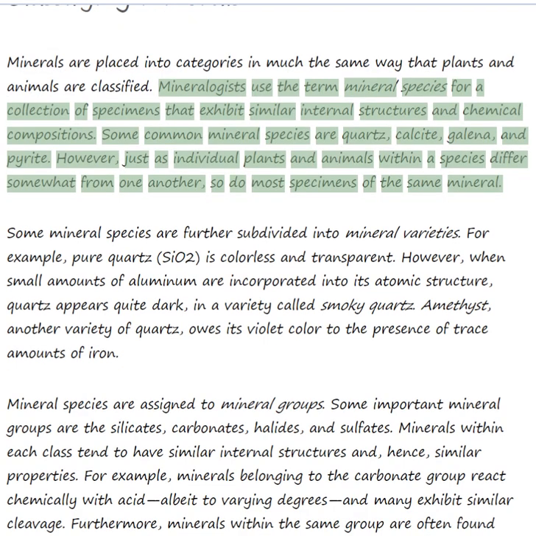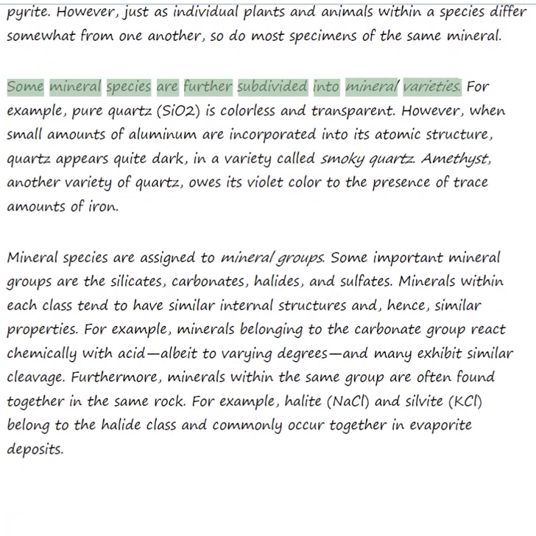Mineralogists use the term mineral species for a collection of specimens that exhibit similar internal structures and chemical compositions. Some common mineral species are quartz, calcite, galena, and pyrite. However, just as individual plants and animals within a species differ somewhat from one another, so do most specimens of the same mineral. Some mineral species are further subdivided into mineral varieties.